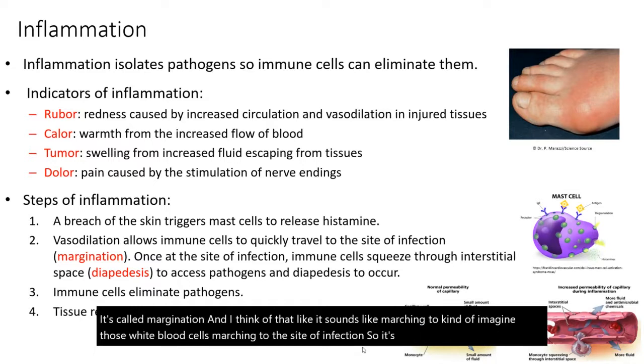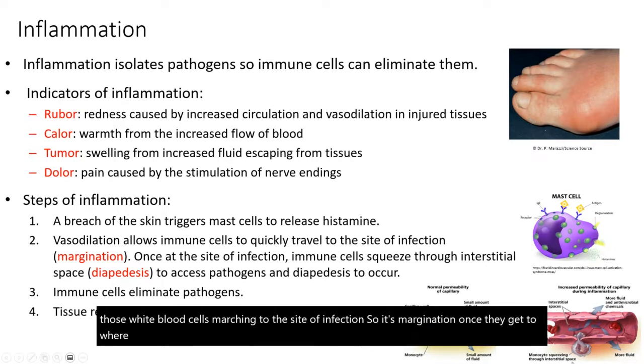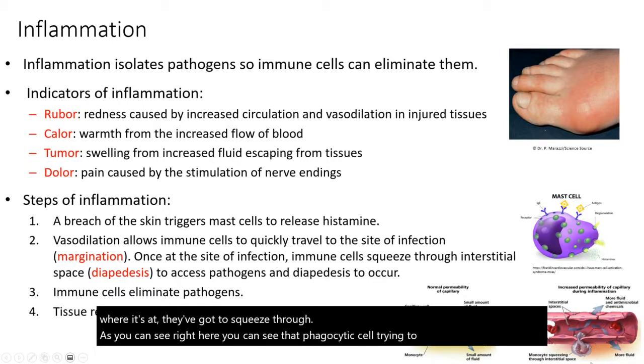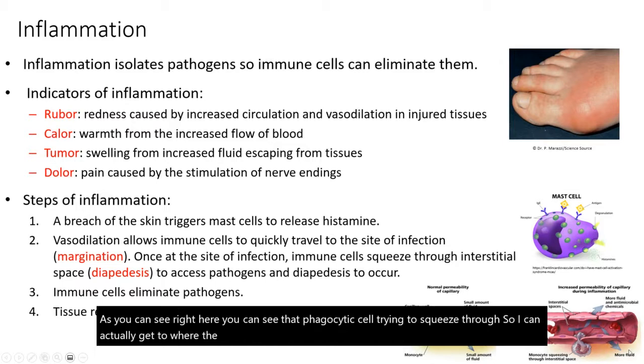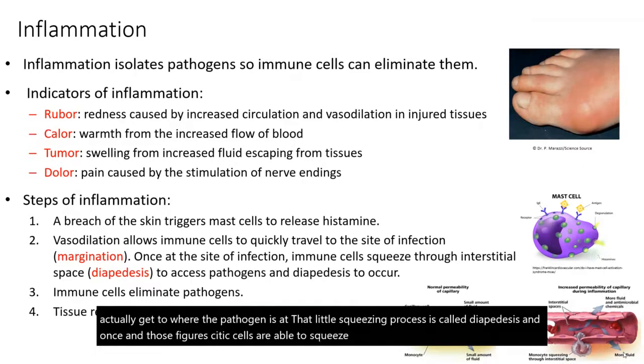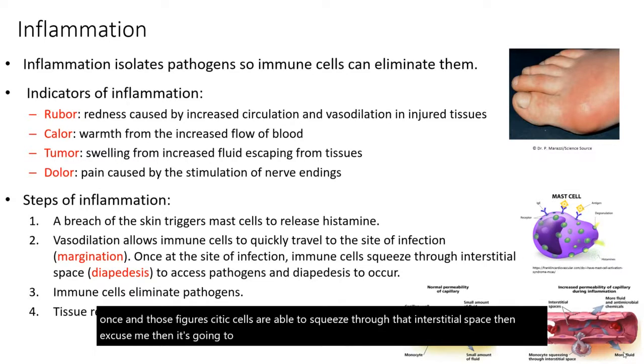So it's margination. Once they get to where it's at, they've got to squeeze through. As you can see right here, you can see that phagocytic cell trying to squeeze through so it can actually get to where the pathogen is at. That little squeezing process is called diapedesis. And once those phagocytic cells are able to squeeze through that interstitial space, then it's going to be able to get to the pathogen. It's going to do phagocytosis, where it's going to ingest them and digest them.